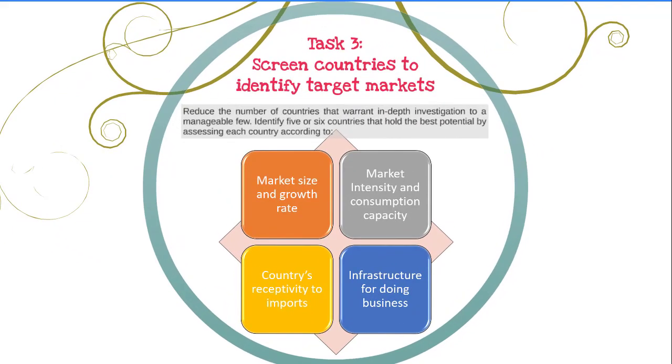The next task is to screen the countries to identify the target markets. So when screening the countries to identify target markets, it means that companies reduce the number of countries that warrant in-depth investigation to a manageable few. They usually identify 5 or 6 countries that hold the best potential by assessing each country according to their size and growth rates, the market intensities, that means the customer buying power, the consumption capacity, maybe the size and growth rate of the middle class could be the indicator.